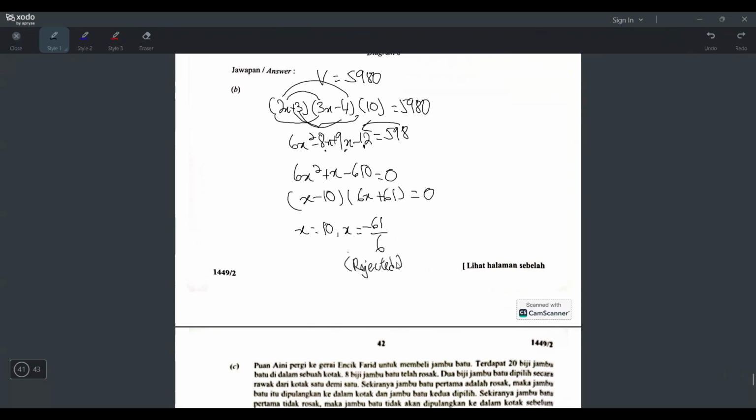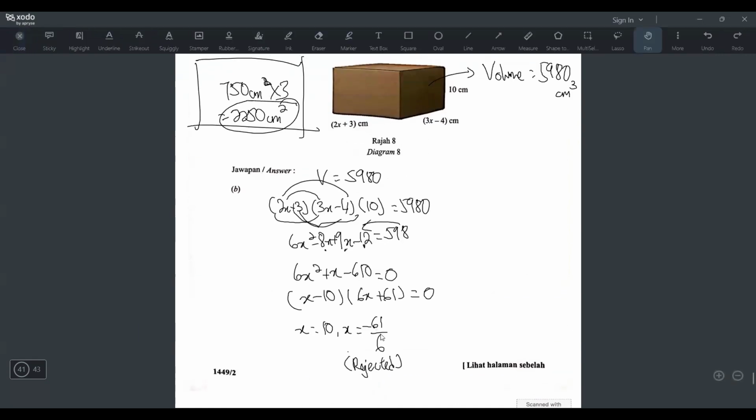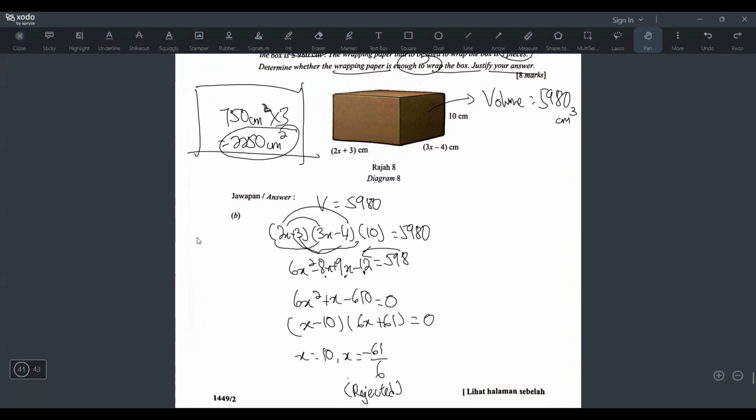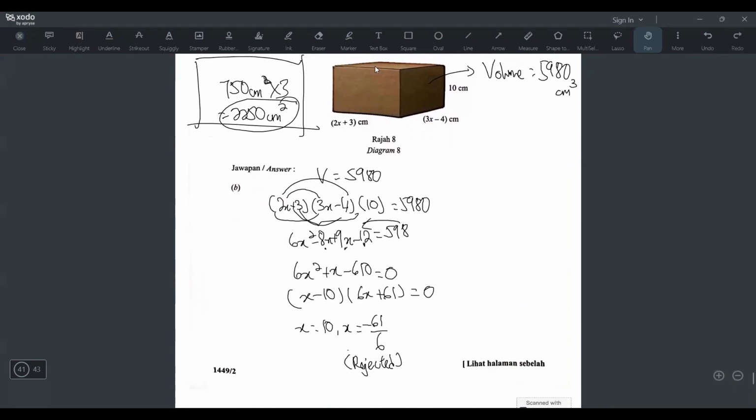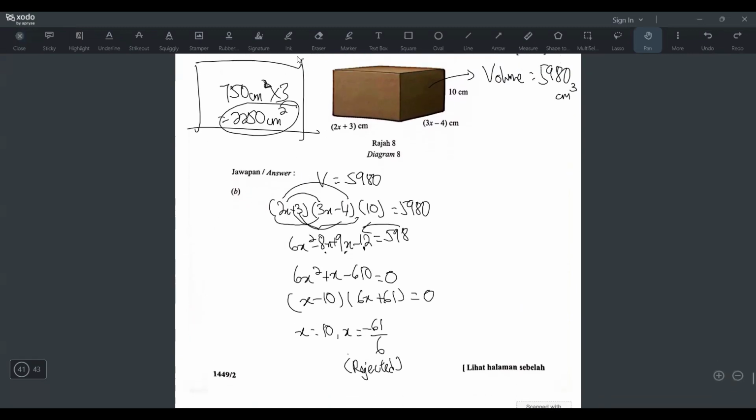But I want to mention something. It's not always you reject the negative. Sometimes you will end up rejecting the positive one. So if you want to know which one to reject, you have to sub inside the question first. And then press the whole thing, then only you know. Okay? It's not always that you must confirm reject negative. You have to double check with the question. It depends on. Okay, but for this case, the x is 10.